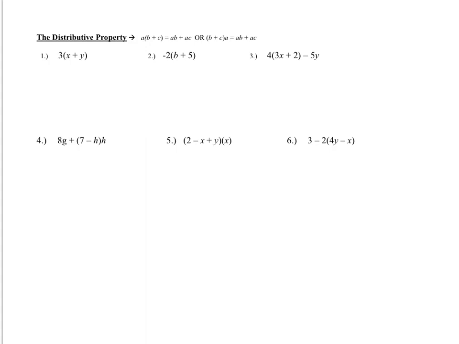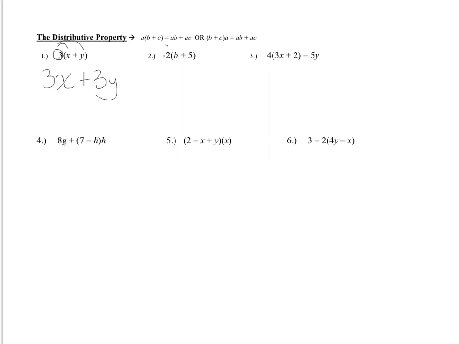We're going to get rid of these parentheses. If you look at the very first problem, 3 is being multiplied by x plus y. So I can get rid of the parentheses by taking this 3 and multiplying it by everything in the parentheses. So 3 times x is 3x, and then 3 times y is 3y. So this answer is 3x plus 3y, and we can't combine those together because you can't add terms that are not like terms.